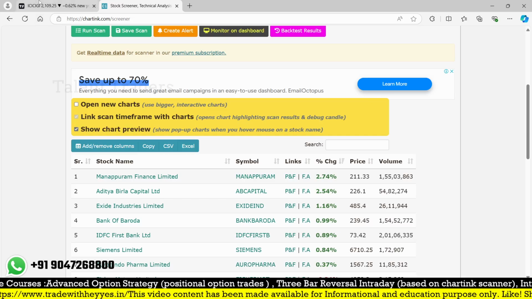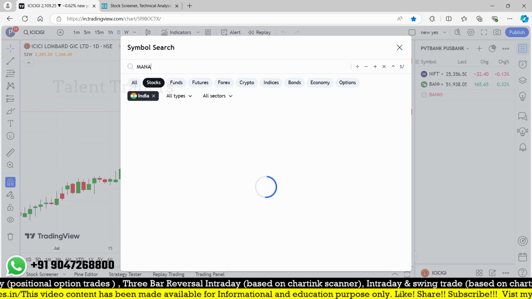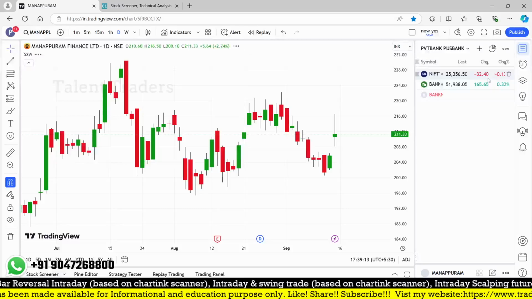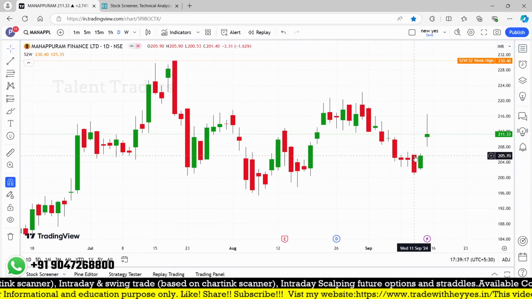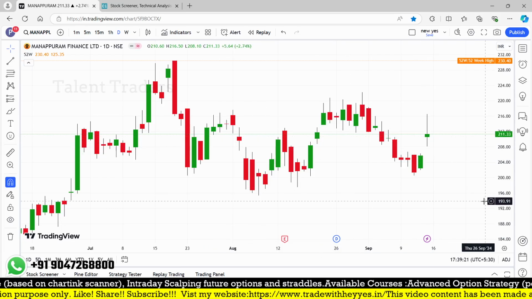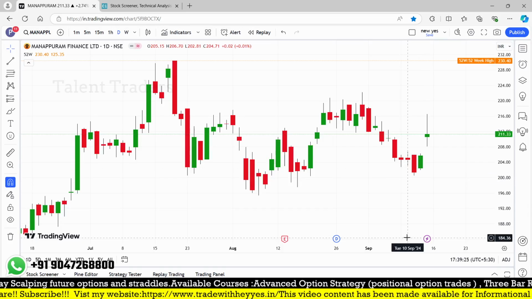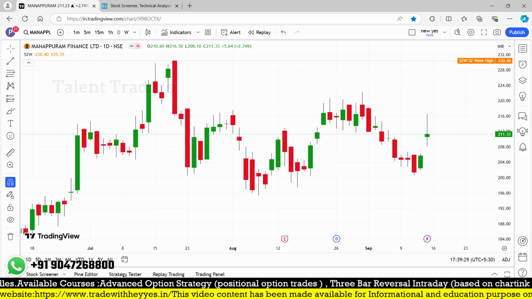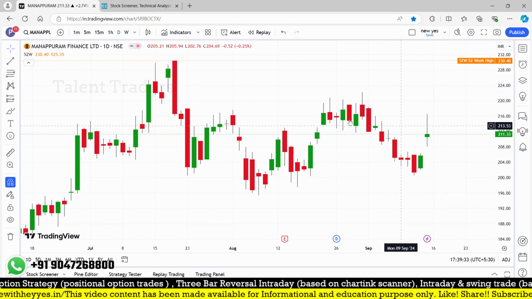Manappuram, Aditya Birla. If we try Manappuram, yeah, 3 days down and 2 days positive. That is the condition we have created, but it doesn't look like a fair value gap. I hope you understood. We have to find the exact fair value gap that we saw in this image, but it is 3 days negative and the fourth day would be a positive one.